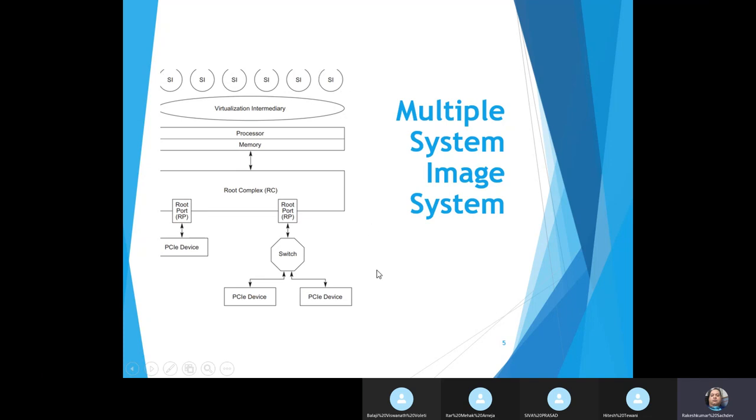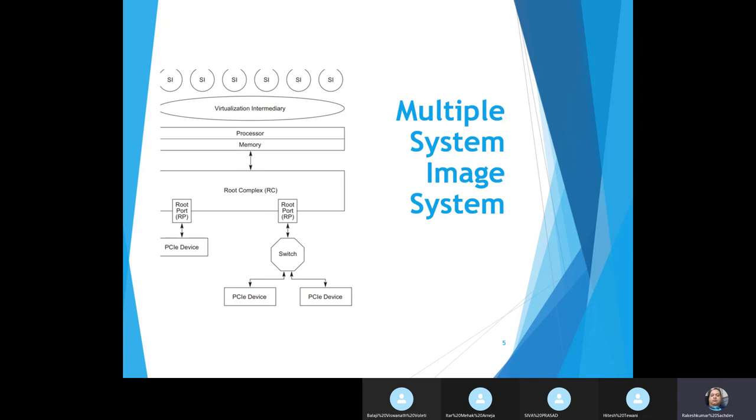One system image should talk to only a few set of functions. Suppose system image one is talking to functions 0, 1, 2, 3. Then system image two will talk to functions 4, 5, 6, 7. Then system image three will talk to 8, 9, 10, 11. So 4, 4, 5, 5 functions will be given per system image. They can talk to those devices. So this is something in today's system.